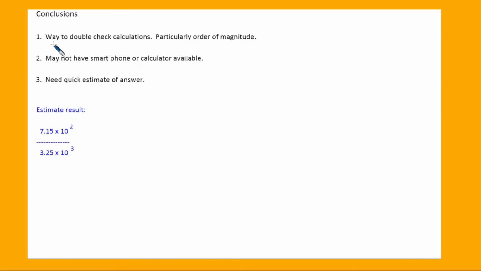The second reason, of course, is that you may not have a smartphone or calculator available when you need to do some of these calculations, depending upon the nature of your job. The other is a need to do a quick estimate, and this is something that I have found very useful. Sometimes I'm taking just regular numbers and converting them to scientific notation because that makes it a lot easier to work with the exponents and get the order of magnitude.